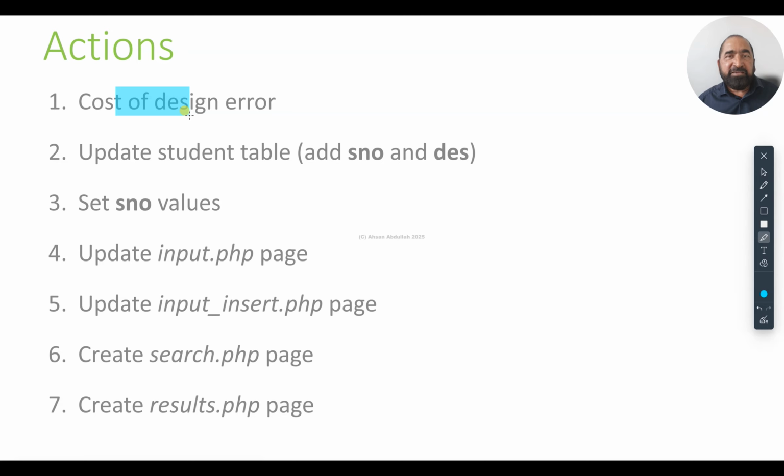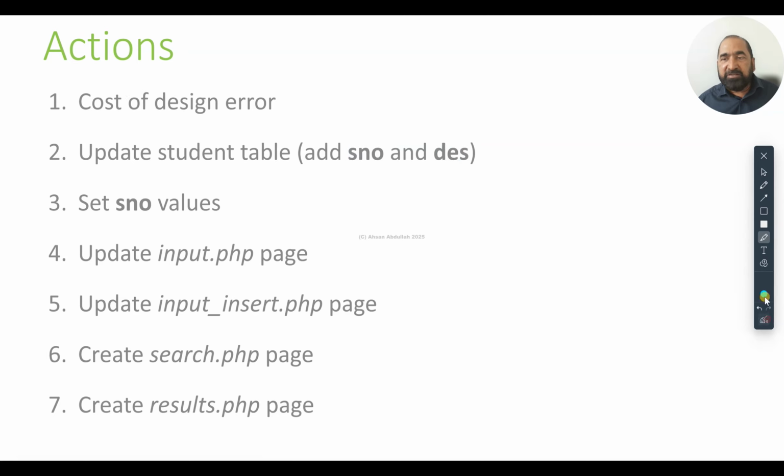And then we need to add two columns in the student table, which are serial number and the column DES, which is the description. Okay, we need to add them. It's not that simple because we already have a primary key and we have to remove it and do things. I will show you all of it. So then we need to set the serial number values to put things in perspective. And then we need to update the input.php page.